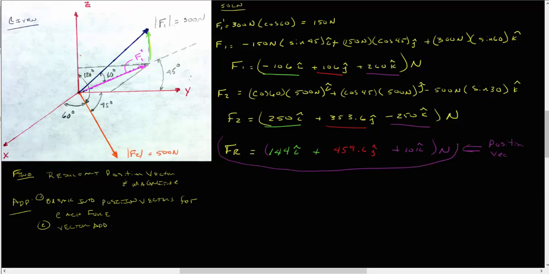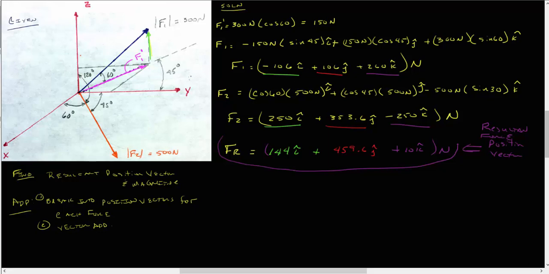So now this is what we call the resultant force in its position vector form. These are the position vectors for F1 and F2. These are the position vectors.